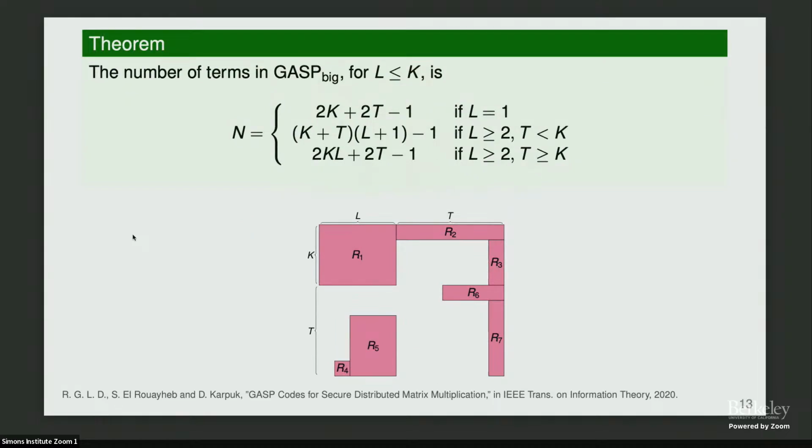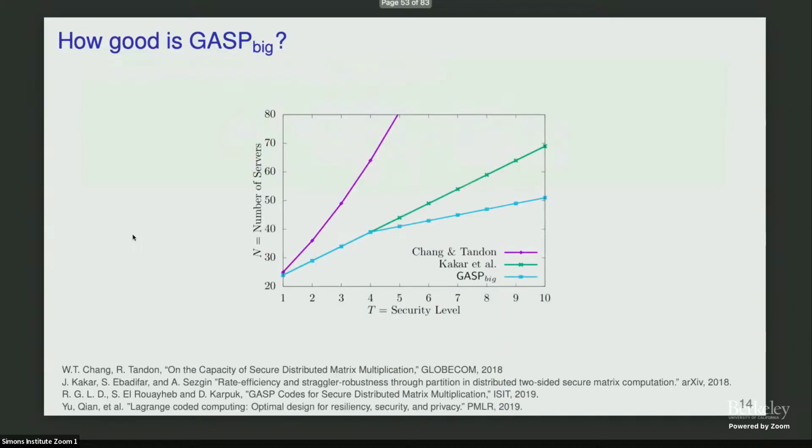So you can then calculate how many servers you're going to need, so n is the number of servers you'll need, and it's related to the number of regions in some way. So we can solve that. And the nice thing is that when we came up with this, so here it's number of servers versus security level, less servers is better. So down is good. So this GASP big construction was already very good when it came out. It's still very good for large T. It's the best for large T under these parameters.